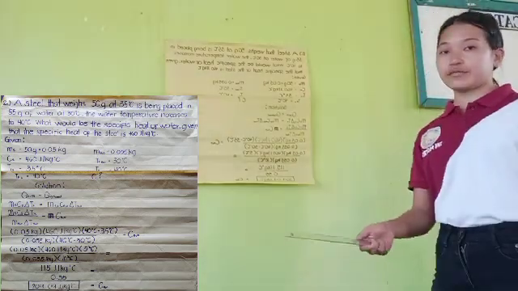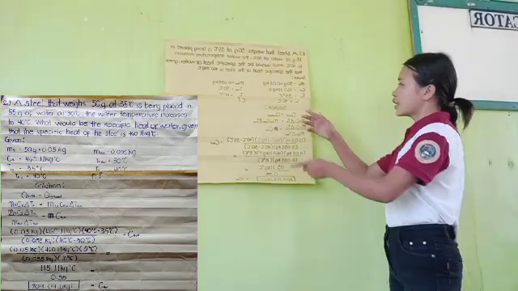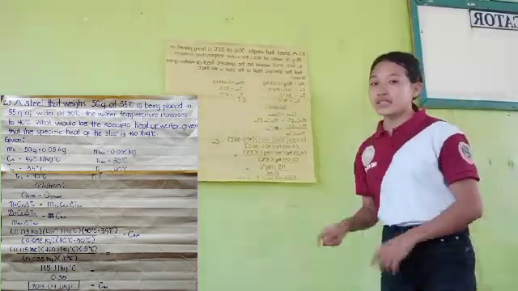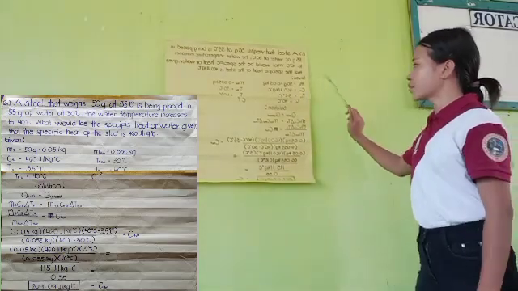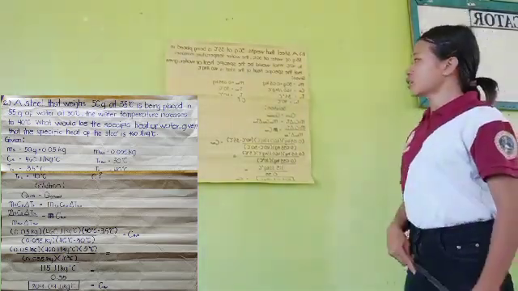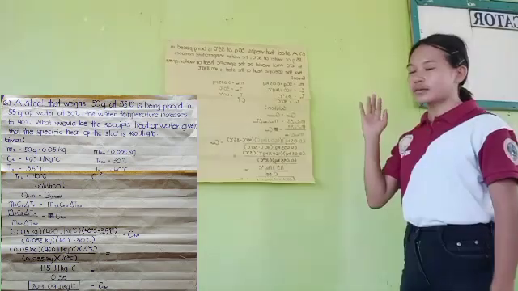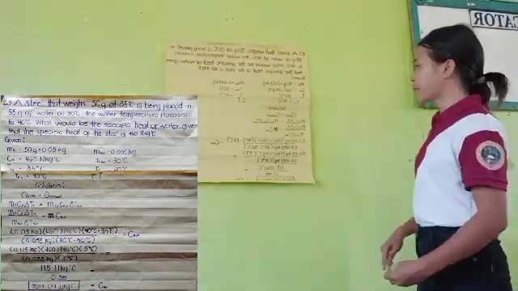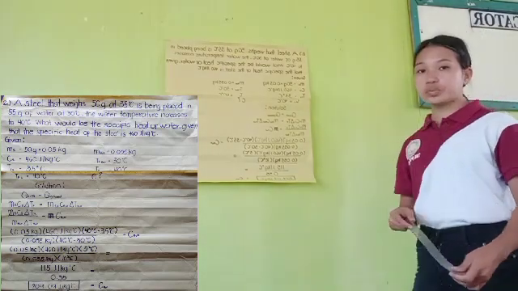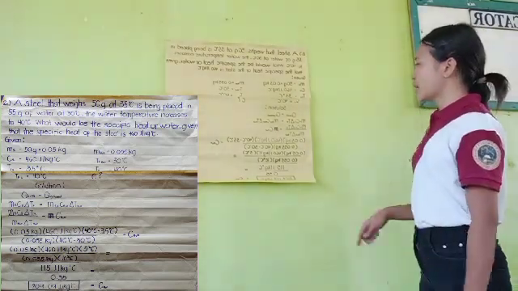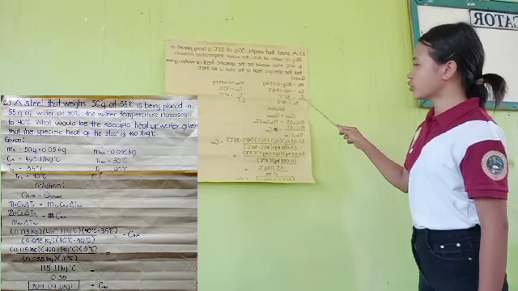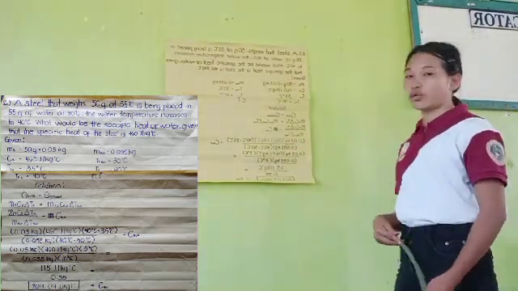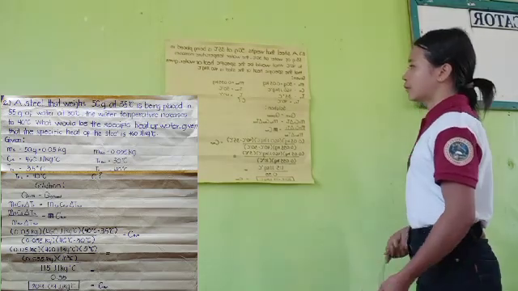Look for the given first. Given the mass of the steel, 50 grams or equivalent to 0.05 kilograms. The specific heat of the steel is 460 joules per kilogram degrees Celsius. Its initial temperature is 35 degrees Celsius and the final temperature of the steel is 40 degrees Celsius.